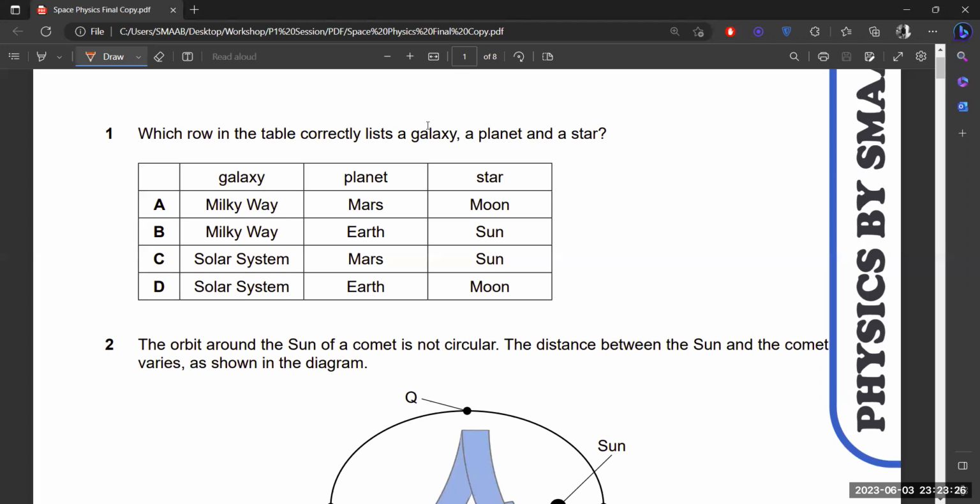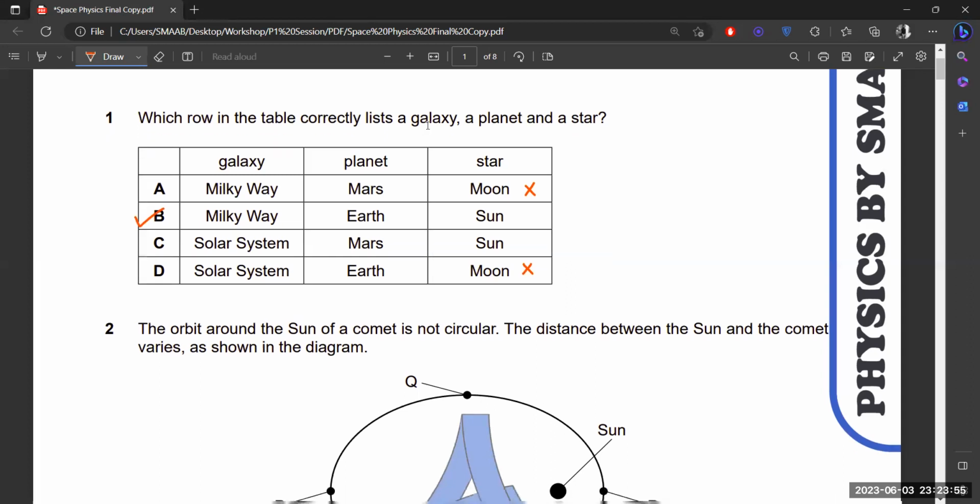If we talk about the star, we know that the Sun is a star. So it means option B or C is possible. A and D is not possible, right? So we need to choose between B and C. We know the Sun is a star. And if we talk about planets, Earth and Mars both are planets. And if we talk about galaxy, now the choice is very simple. Milky Way is a galaxy because the solar system is not a galaxy. So option B is the right choice. Very simple question, right?